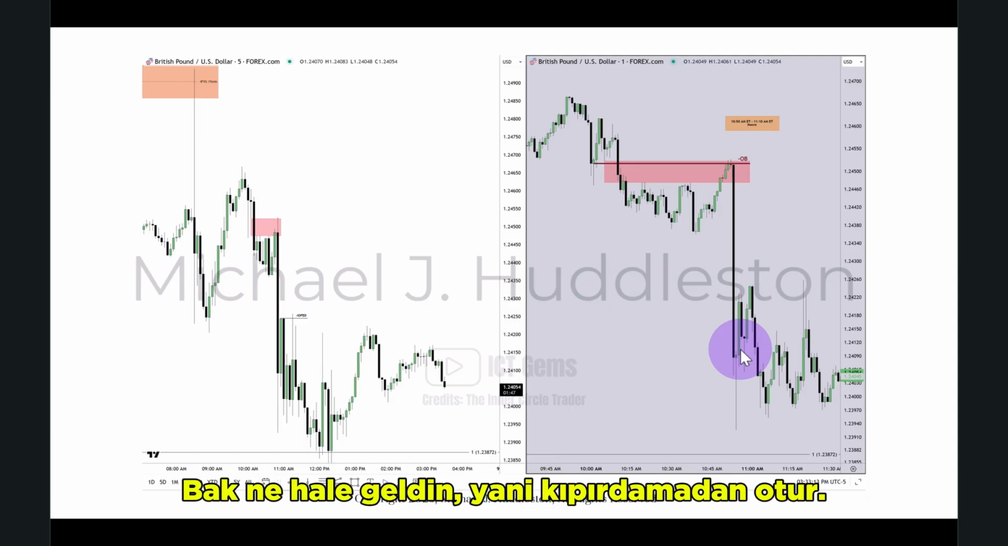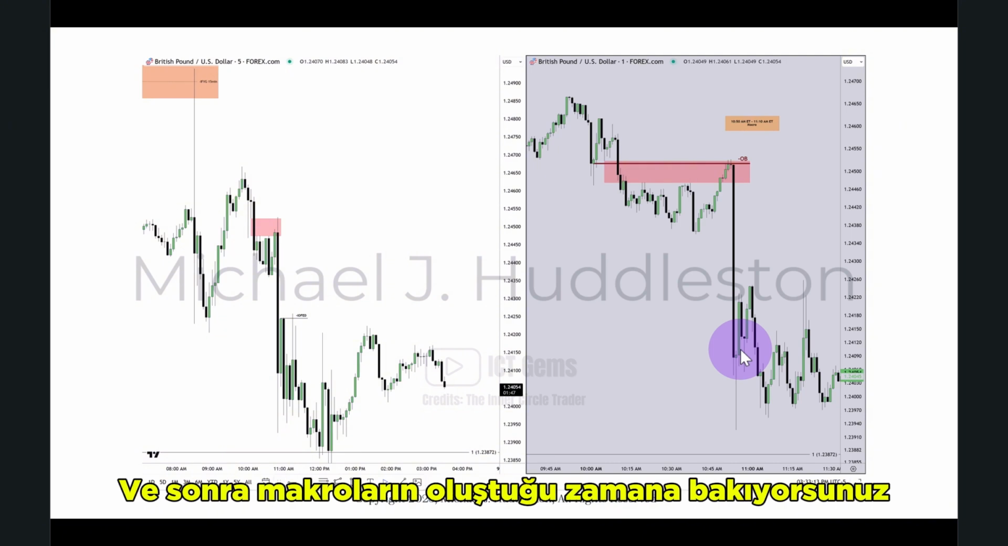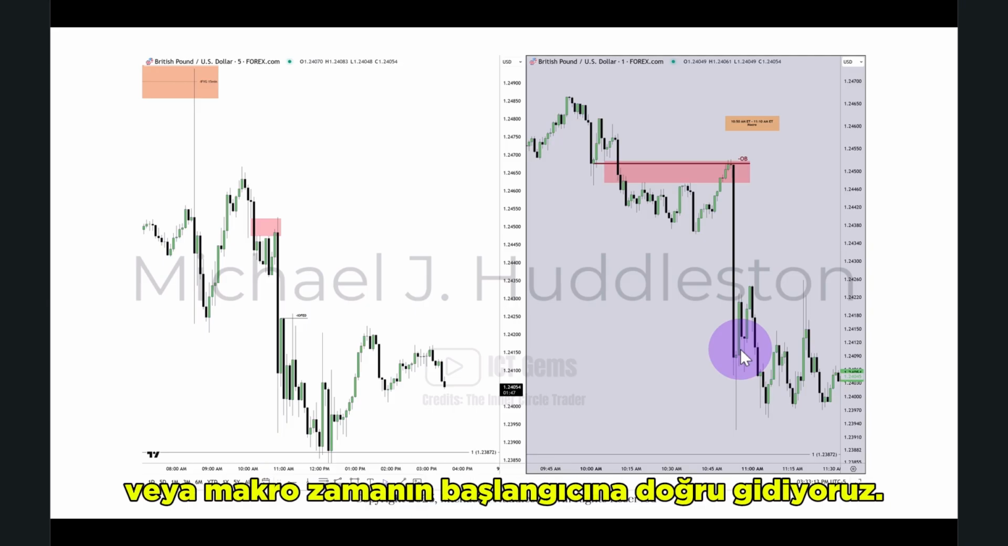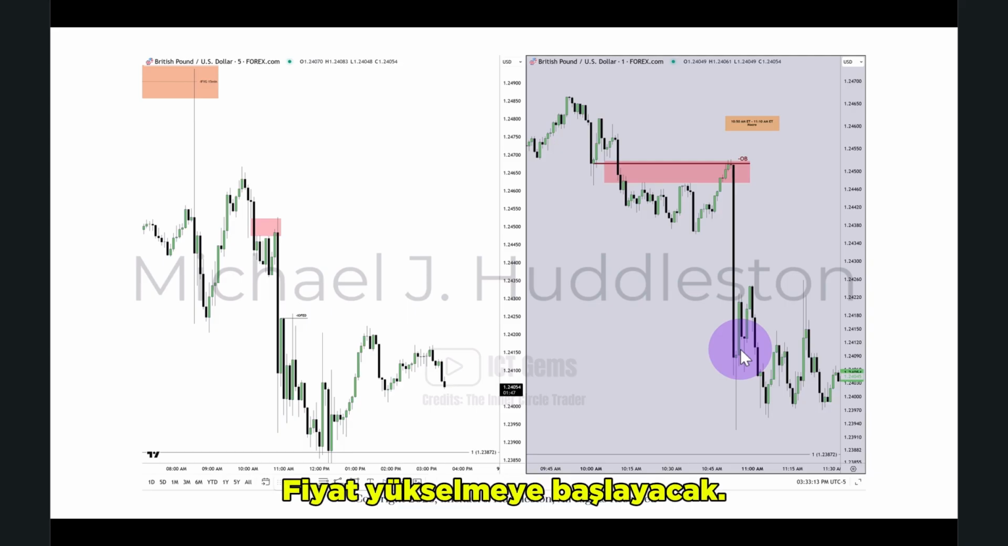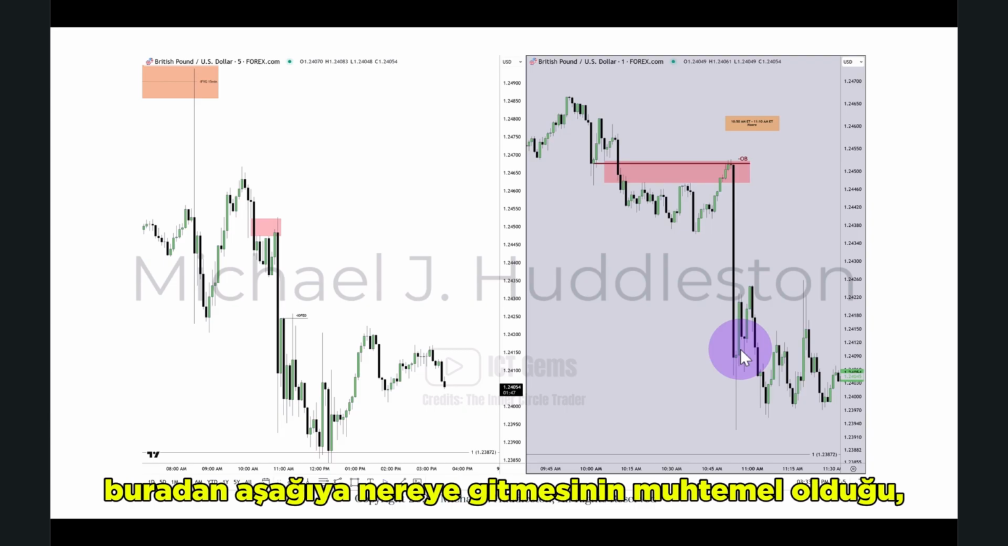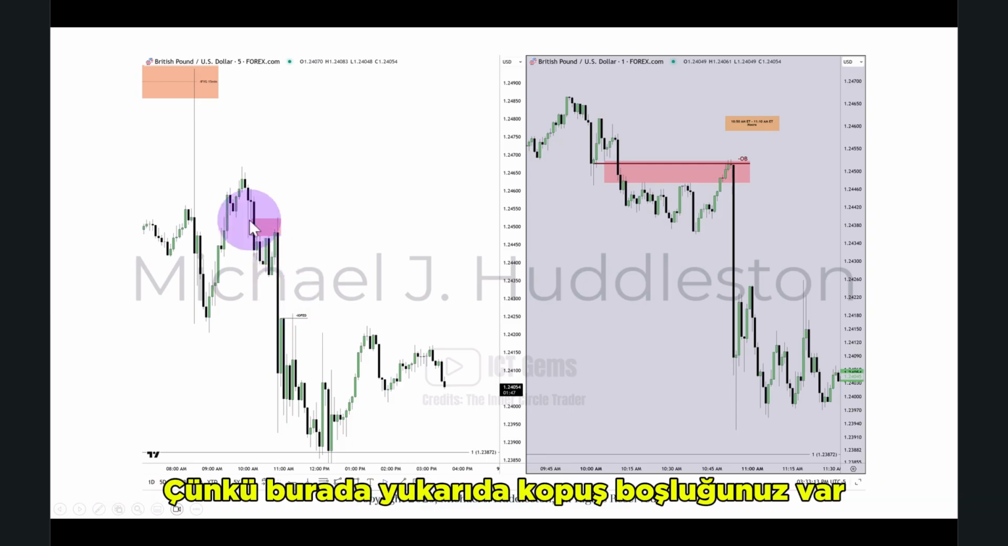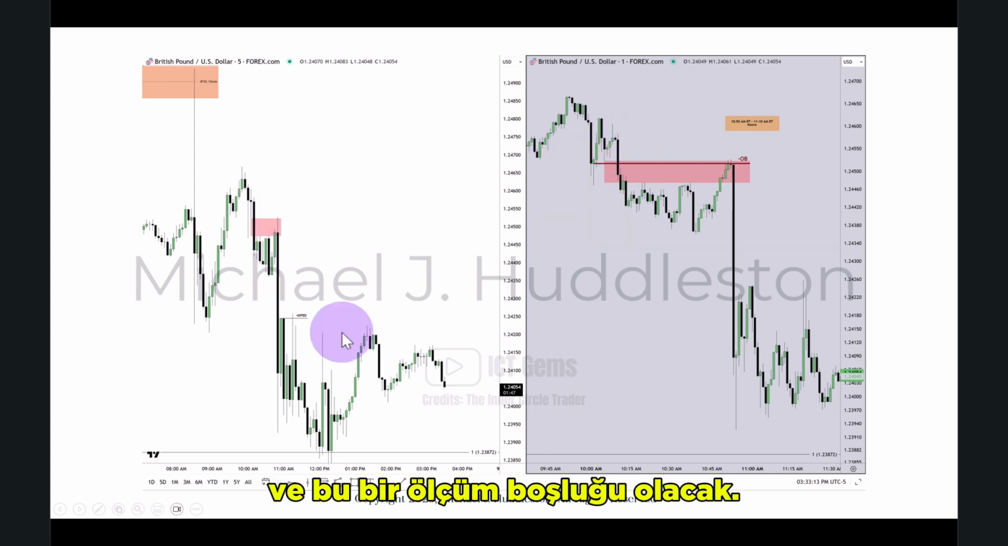That means sit still. And then you look at time when the macros are forming and fair value gaps are forming and it's trading into those at the beginning or going into the beginning of the macro time. You know what's coming. The price is going to start spooling. And if you have a degree of understanding of where it's likely to go from up here, down here, pyramiding opportunity here with the institutional order flow entry drill, it doesn't need to fill this. Doesn't need to do anything with this price action. Why? Because you have a breakaway gap that was up here, and this is going to be a measuring gap.